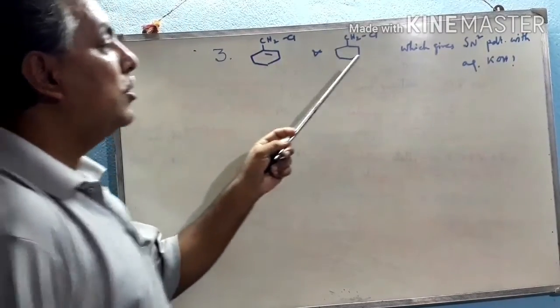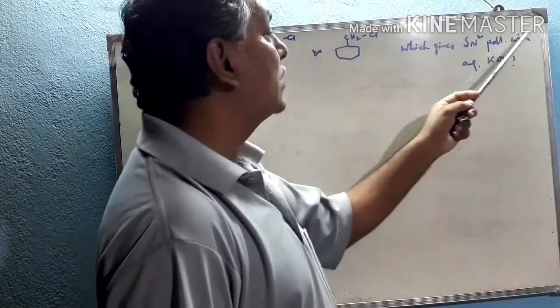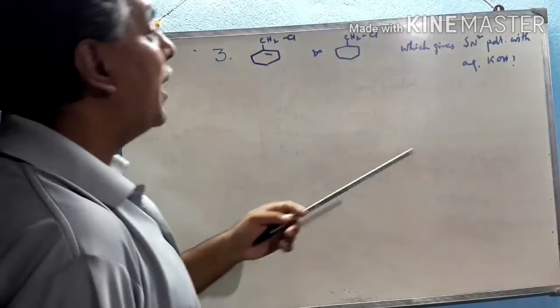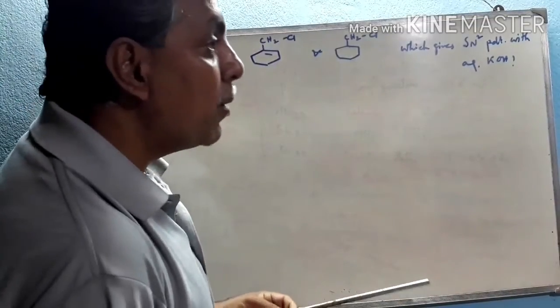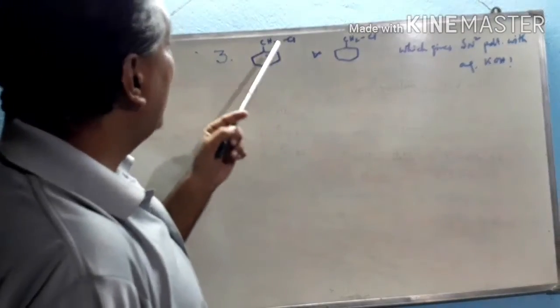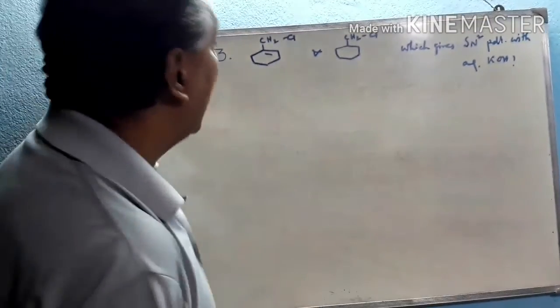Among these two compounds, which gives an SN2 product with aqueous KOH? SN2 is substitution nucleophilic bimolecular. We know that this type of reaction occurs only in the case of 1 degree halides, and apparently we have seen that these two are 1 degree halides.